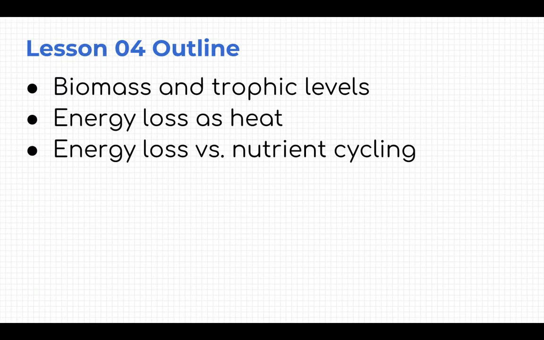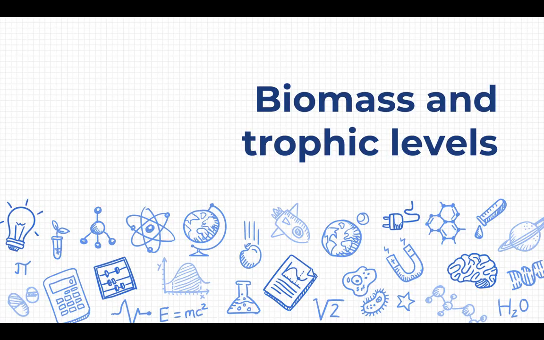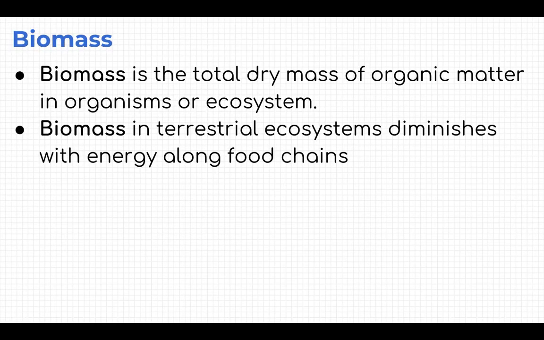The outline for this lesson: we're learning about biomass and trophic levels, we're learning about energy loss, and we're also learning about the difference between how energy moves through an ecosystem and how nutrients move through an ecosystem. So here's the first section. Please make a section header. Take a second to copy this slide.